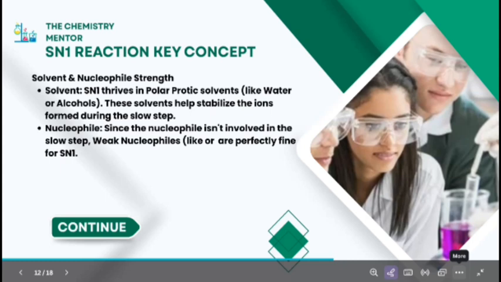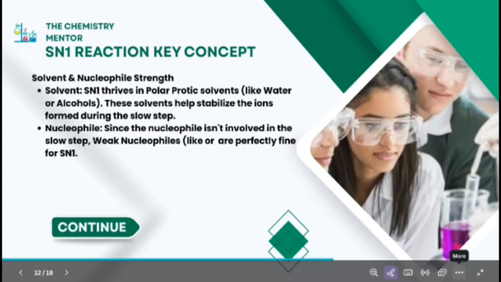Now that we understand carbocation stability, let's see what makes SN1 reactions thrive, and that brings us to solvents and nucleophiles. Solvent: SN1 reactions love polar protic solvents like water or alcohols. Why? Because these solvents stabilize the ions formed during the slow step, the leaving group departure and carbocation formation.